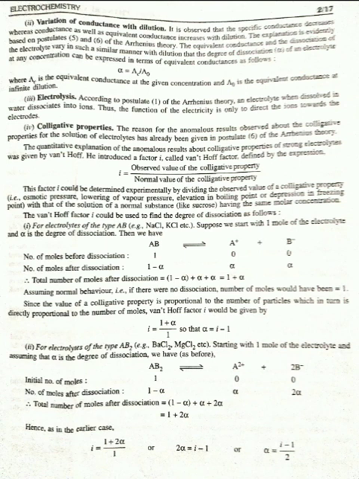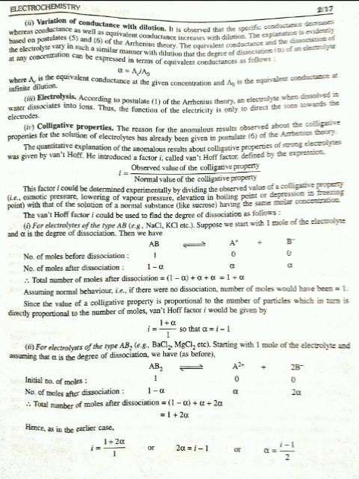The factor i could be determined experimentally by dividing the observed value of a colligative property, that is, osmotic pressure, lowering of vapor pressure, elevation in boiling point, or depression in freezing point, with that of the solution of a normal substance like sucrose having the same molar concentration. The Van 't Hoff factor i could be used to find the degree of dissociation as follows.